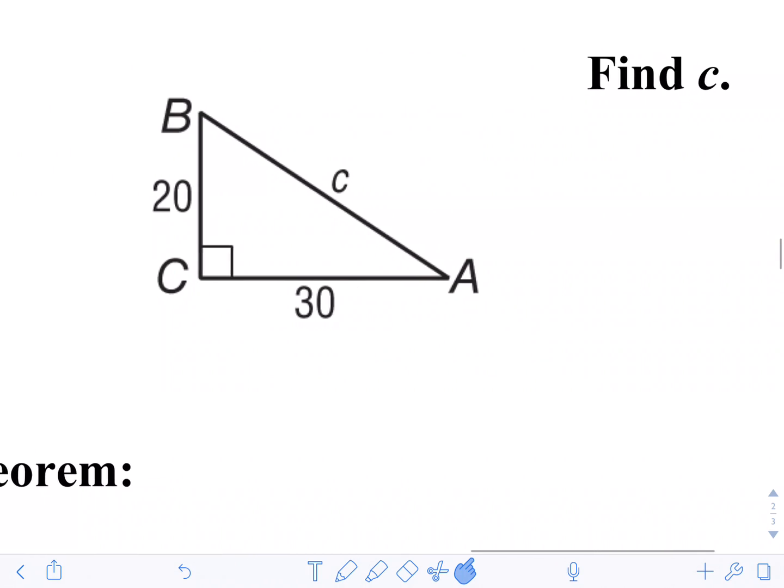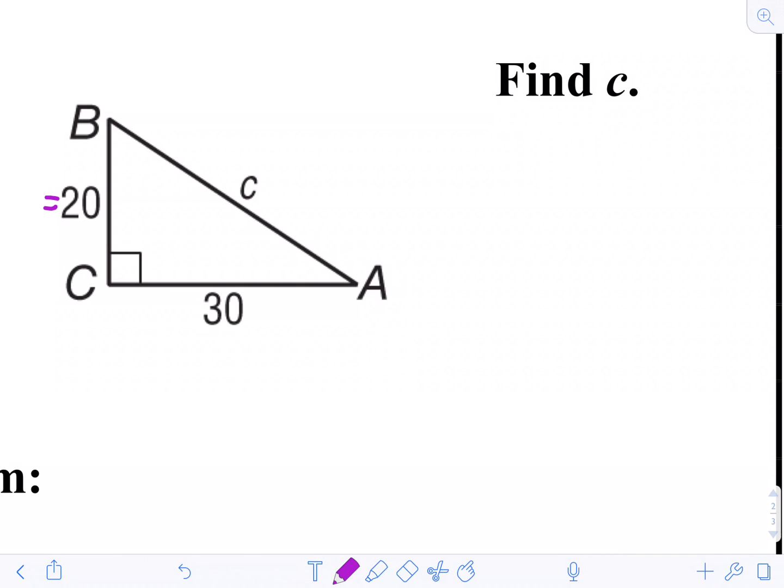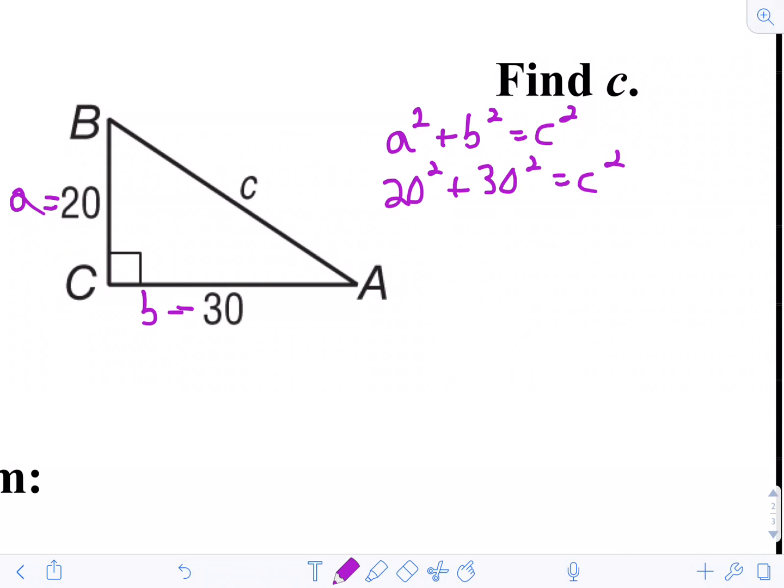Okay, and you can always pause this, rewind it, watch as many times as you need to. Next one is to find C. So it doesn't matter which one you want to call A and which one you want to call B. So again, A squared plus B squared equals C squared. So we have A is 20, so we have 20 squared plus, I labeled B as 30, so 30 squared is equal to C squared. So 20 squared plus 30 squared, sorry, is going to give you 1300, and that's equal to C squared. So C is equal to the square root of 1300, and when you put that in the calculator, it gives you a decimal.